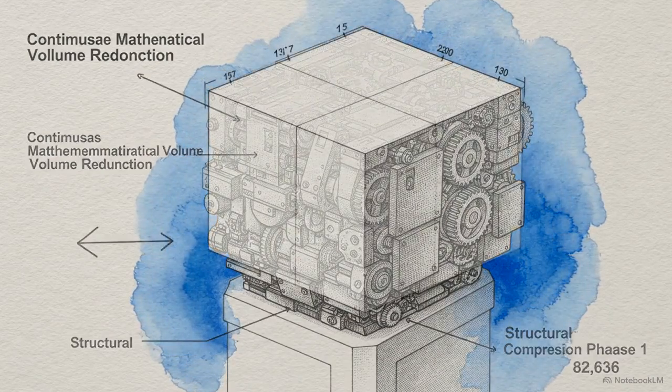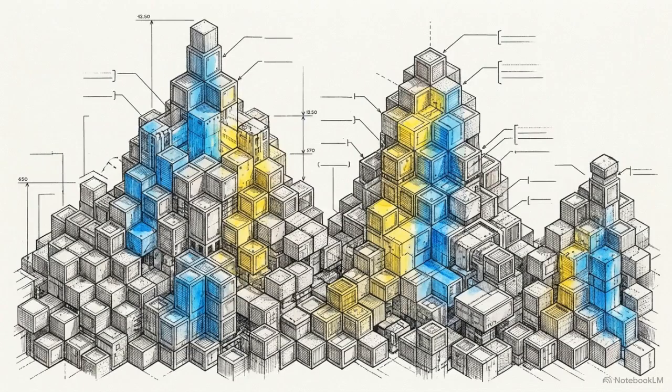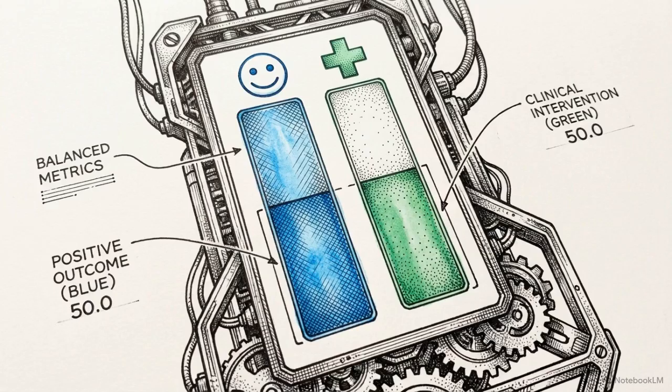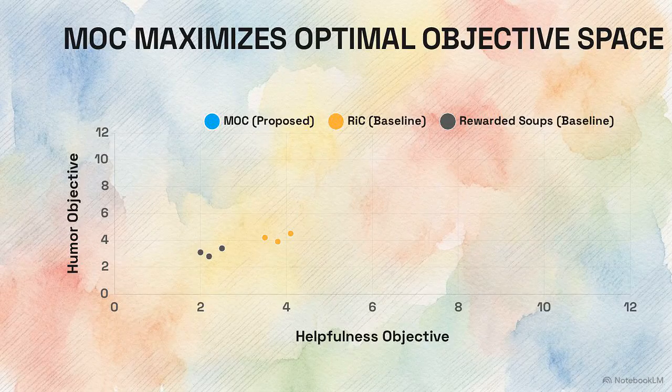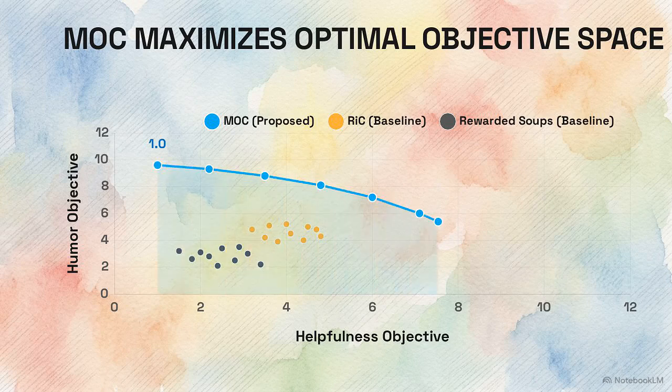Moving from the theoretical architecture to applied practice, we can observe MOC operating on a massive 7 billion parameter network like Llama 2. The researchers evaluated the model across competing behavior dimensions, balancing humor versus helpfulness and harmlessness versus helpfulness. Here, we are looking at the resulting Pareto front scatter plot for these experiments. The MOC data points form a distinct, optimized outer edge curve, dominating the tightly clustered results of baselines like rewarded soups and RiC. The plot demonstrates a strict monotonic correlation.